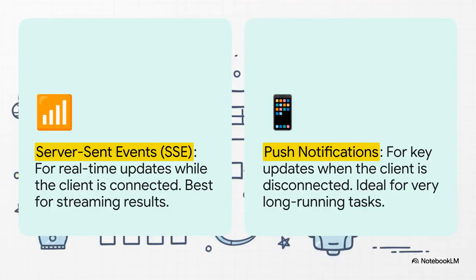If the client, that's you or your app, can stay connected, it can use something called server-sent events, or SSE, to get a live stream of updates. Think of watching a document get written in real time. But for those really long jobs where you're going to disconnect, like on a mobile app, the agent can use push notifications to just ping you when it hits a major milestone, like when the task is finally done.